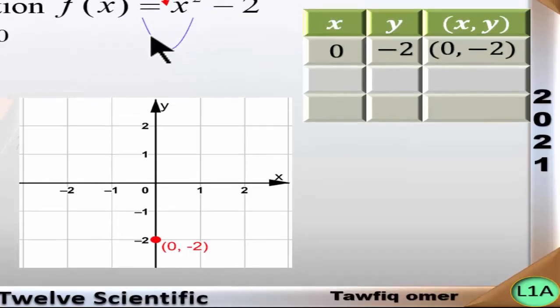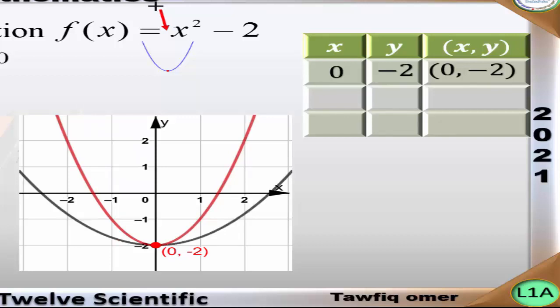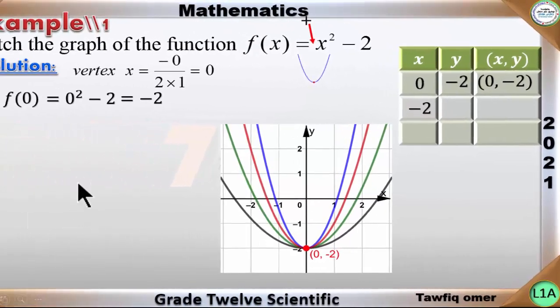As we know that function is opening like this, so we can draw the curve like this. But another people can draw like this, and another like this, and like this. So we know that one point is not enough for drawing a curve of the function f(x) equal x squared minus 2. Because of that, we must take more points.